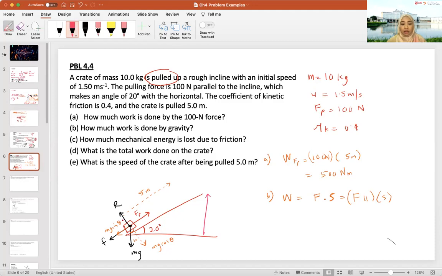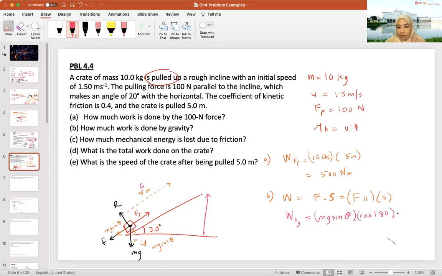Okay, let's try it. So work done by gravity, FG. I'm going to call this the force of gravity. So this can be mg sine theta, because this is the force that is parallel to the displacement, which we call s. Therefore, I put this into my equation, but the angle between this force and the displacement is 180.